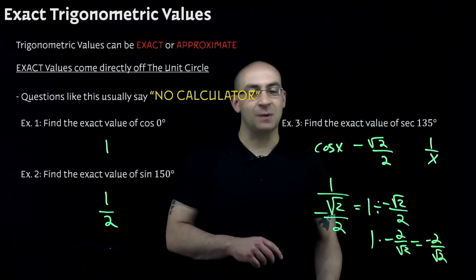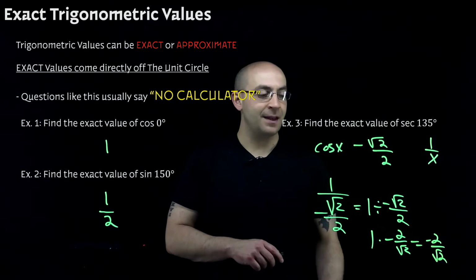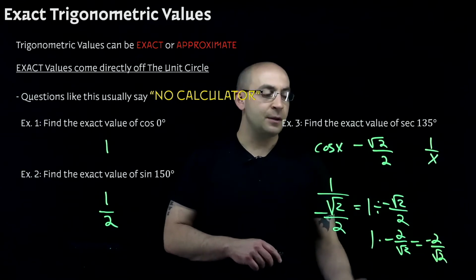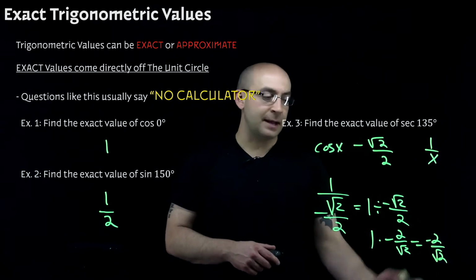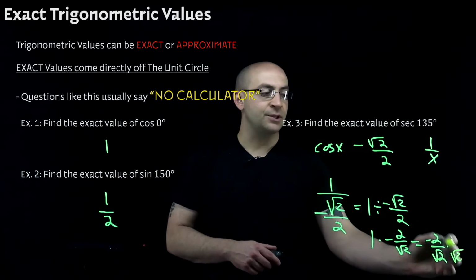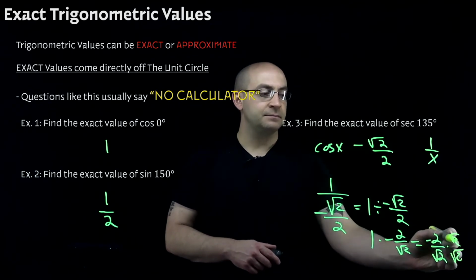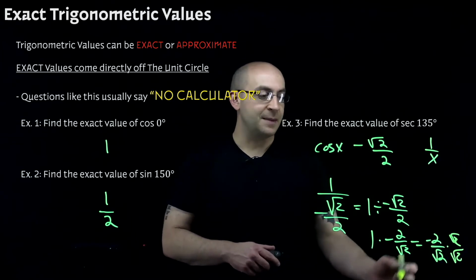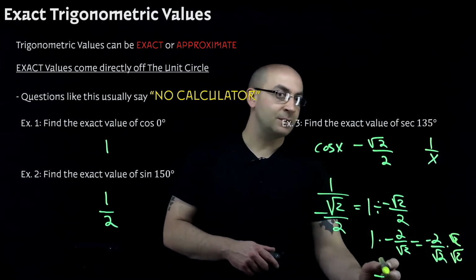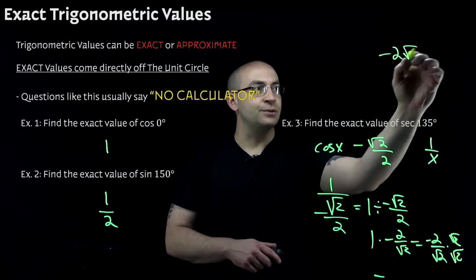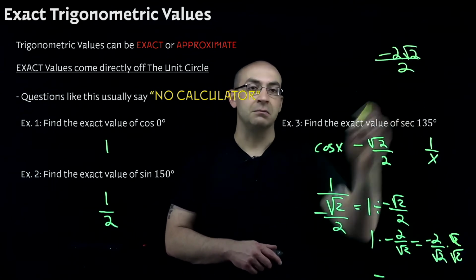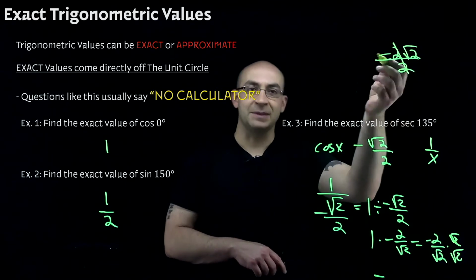And here is where we have to do just a little bit more work. I have to rationalize the denominator because I am not allowed to have a radical in the denominator. So let's do that. Multiply by root 2 over root 2. Then I'm going to have negative 2 root 2 over 2. Well, the 2's cancel, but the negative stays.